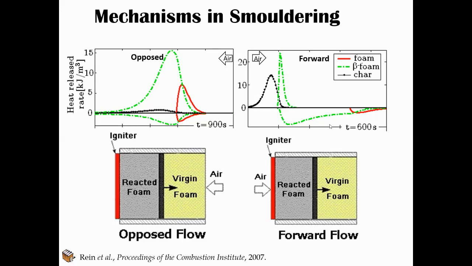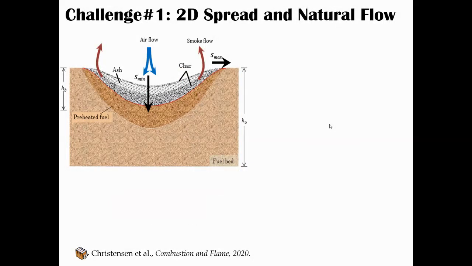Forward spread cannot be explained as one step. It's at least two steps because it has pyrolysis and oxidation. And this was a nice way in which a computer model was able to explain what was happening in the interplay between chemistry and transport processes.